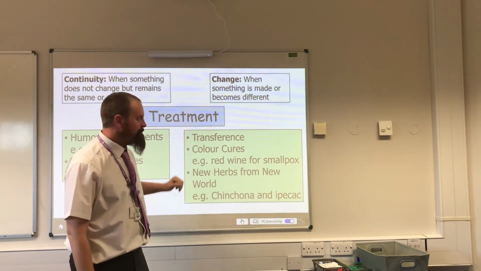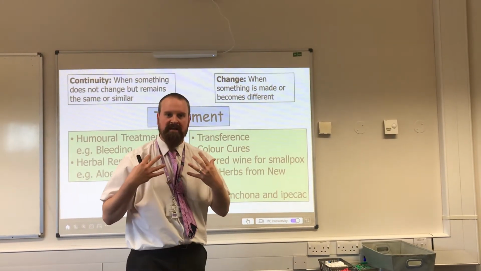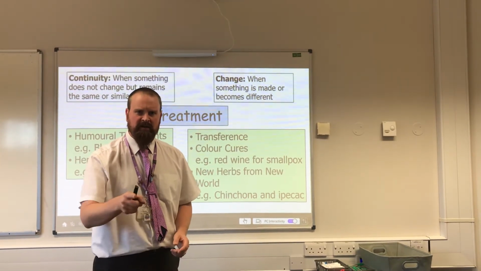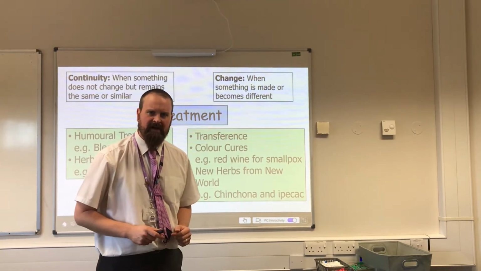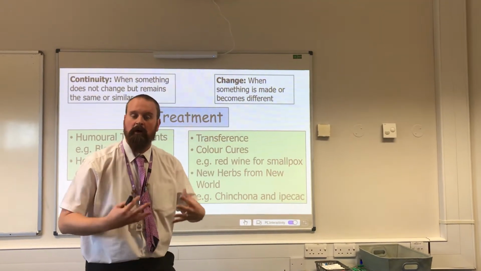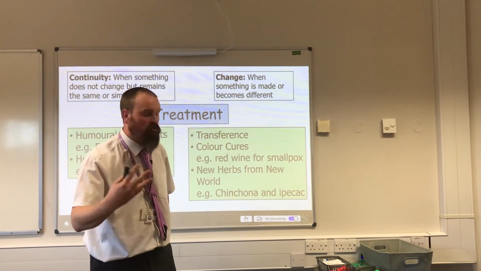Colour cures become popular. The idea that if you've got smallpox, which has like a red rash on your face, you might have red wine. Sounds great to me, but only drink responsibly, please, when you're over the right age. So colour cures, red wine or red meat for a smallpox rash. There's also yellow things for yellow disease like jaundice.